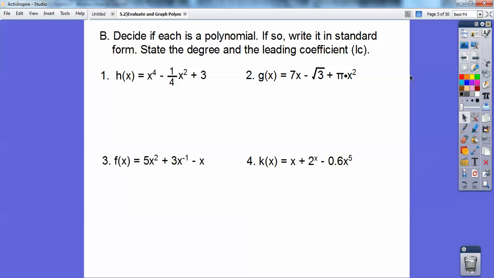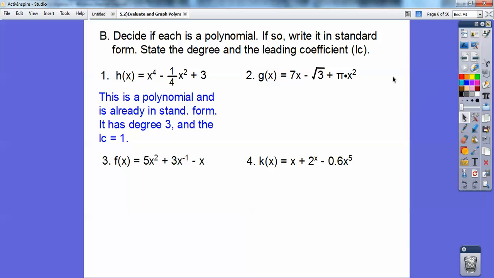All right, so here's number 1. This is a polynomial. The degree of this one is 4. The leading coefficient is 1, because there's a 1 right there. And this is already written in standard form because it goes in descending order of exponents. So that one is a polynomial.